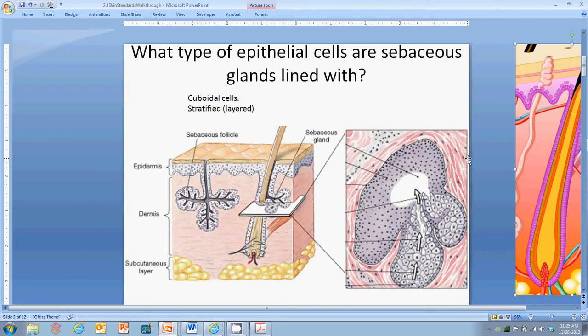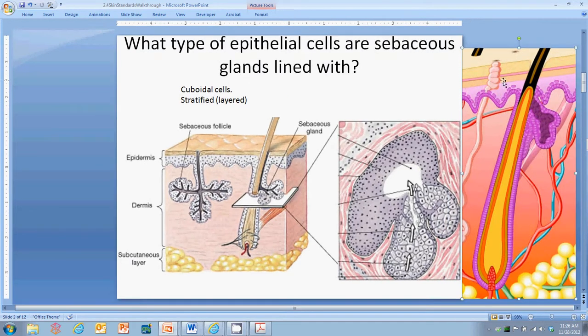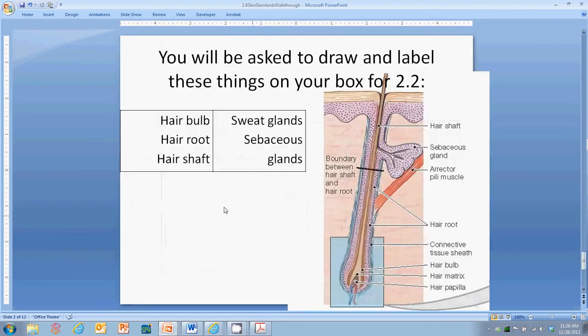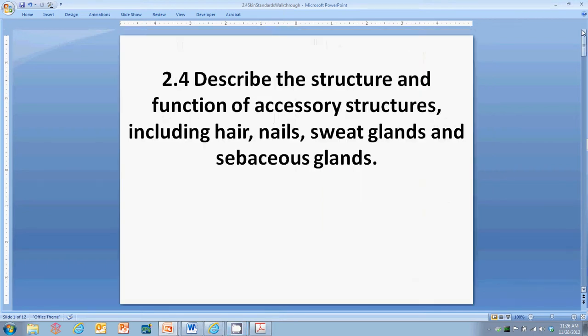Sebaceous glands. So here again, right? We've got that tube, that coil. That's up next to here and shares the same tube. Same thing here. It'll be a coil. Tube like sweat glands. It looks like sweat glands, but just right up next to hair, right? And that's it. That is standard 2.4.